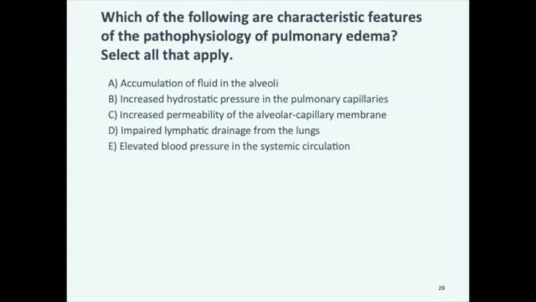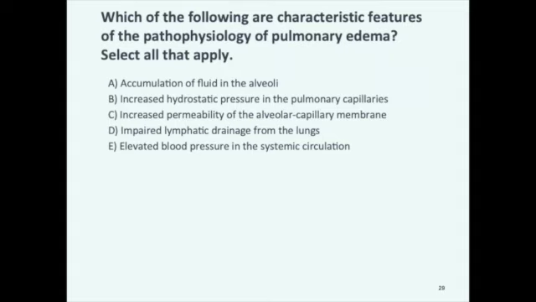The lymphatic system also plays a critical role in draining excess fluid. And so when there's impaired lymphatic drainage from the lungs, you're going to accumulate more fluid, increasing the development of pulmonary edema. If this lymphatic drainage becomes impaired due to lymphatic obstruction or overload, the clearance of this fluid from the interstitium is going to be compromised, and therefore the alveoli are going to be compromised as well.